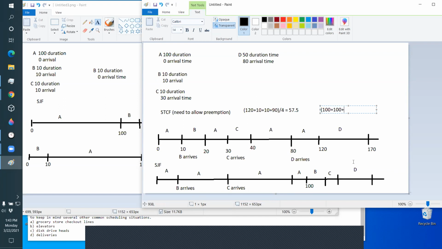What about C? C arrived at time 30 and was done at 120. So its turnaround time is 90. And D arrived at time 80. D's turnaround time is the same because it's still going to arrive at time 80 and end at 170. So it's also 90.